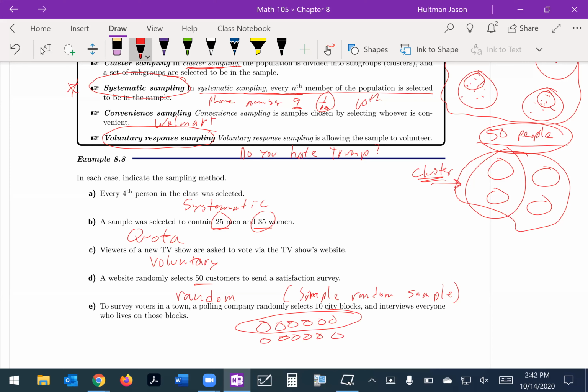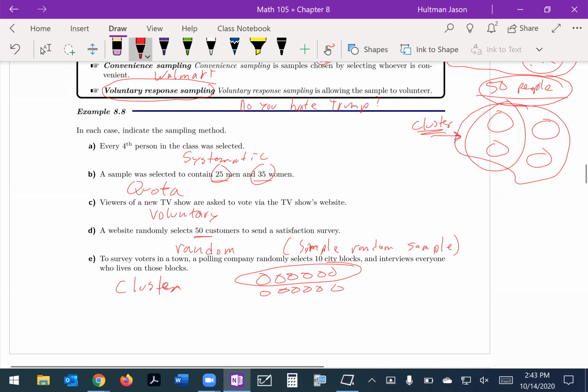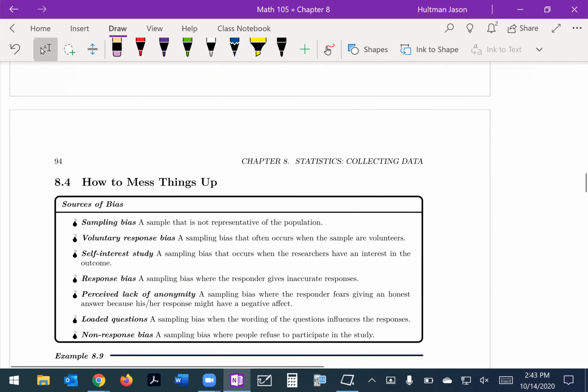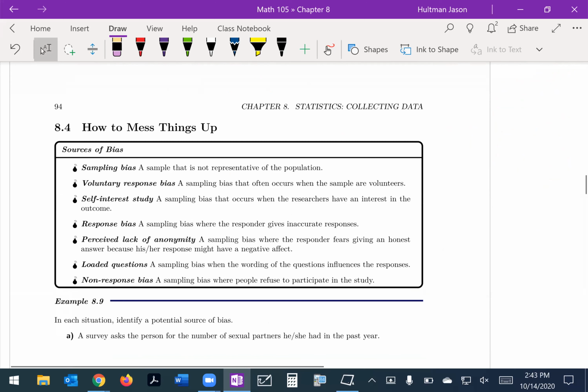What's it called when we only select certain subgroups? Cluster. Yeah, it's a cluster. Okay, it's cluster sampling. Okay, good job. Okay, 8.4, how to mess things up.